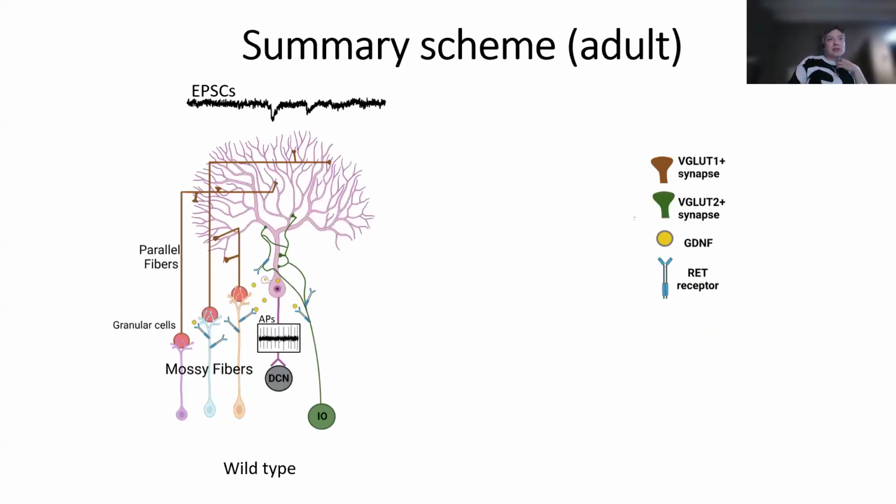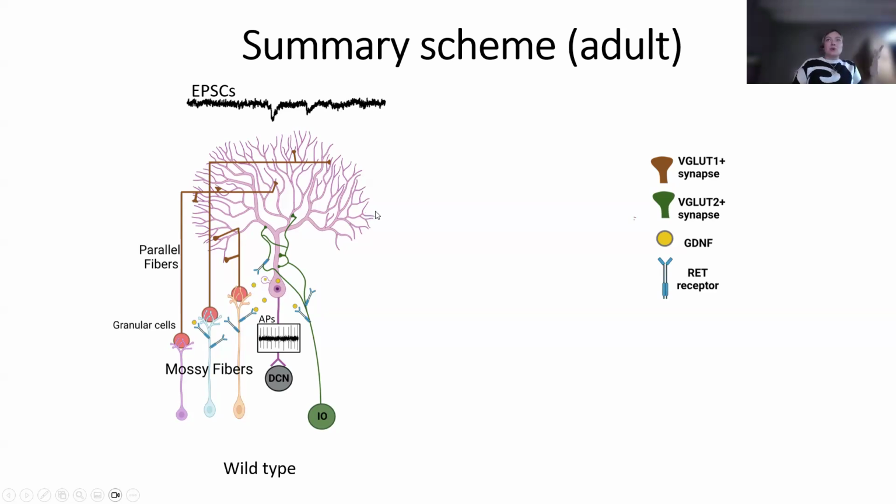So we came up with this summary scheme. It's a bit complex, but probably for the cerebellar community, not so much. This is a normal brain. We have mossy fibers and granule cells coming, and we have inferior olive VGLUT2 positive endings ending up in the Purkinje cell. And it was shown previously that the receptor is expressed in the inferior olive, and the receptor is expressed in the pontine nucleus, for example, which forms these mossy fibers.